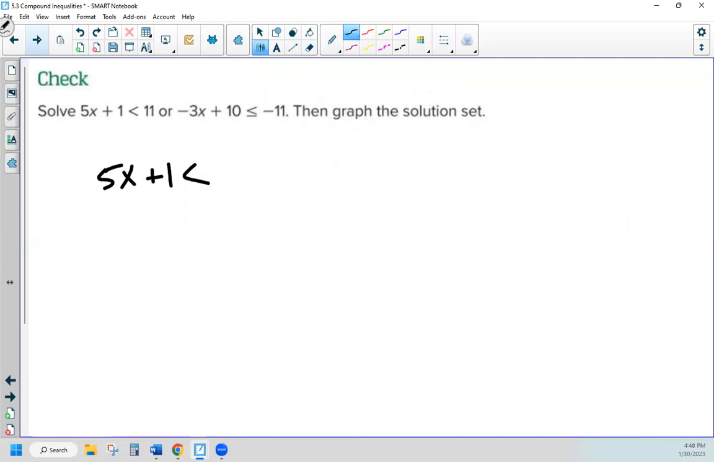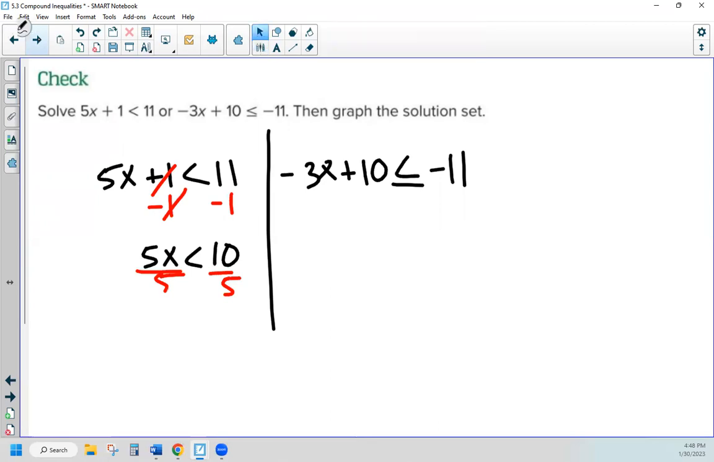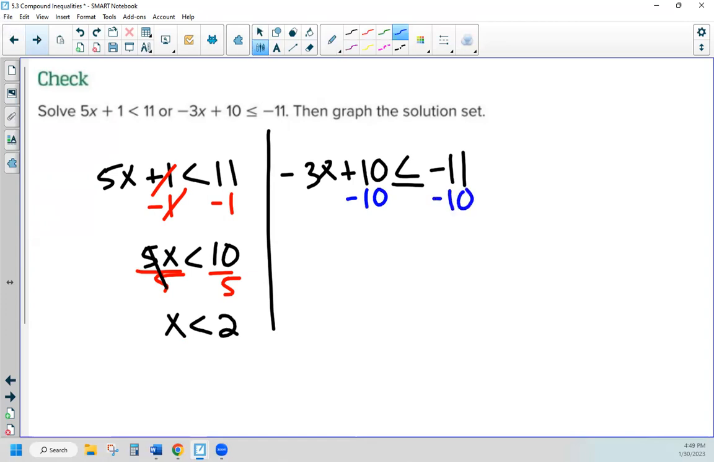5x plus 1 less than 11, or negative 3x plus 10 less than or equal to 11. All right, on this side, I'm going to call it the red side. We're going to take away 1, cancel, cancel. We now have 5x less than 10. Then lastly, divide both sides by 5, giving me x is less than 2. Our symbol here never flips because we never divided or multiplied by a negative number. Here, we're going to take 10 to the other side by subtraction. That will give us negative 3x less than or equal to negative 21.